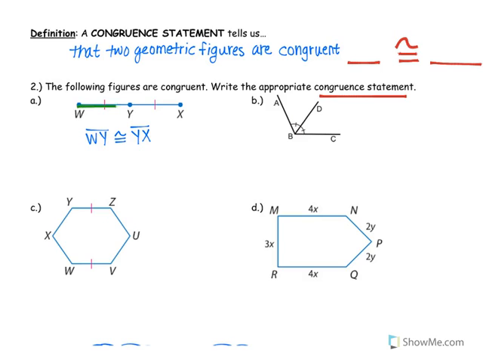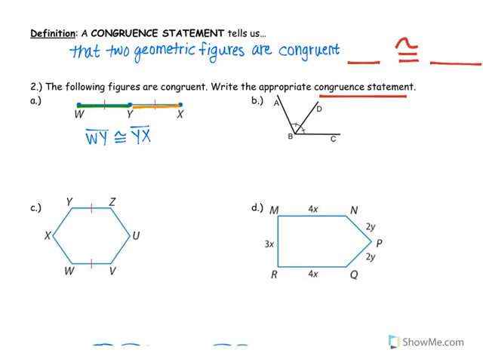So I know that this length WY is the same as this length YX. So I can write the congruent statement, WY is congruent to YX, and we have that right here. Okay? Let's do an example all together.